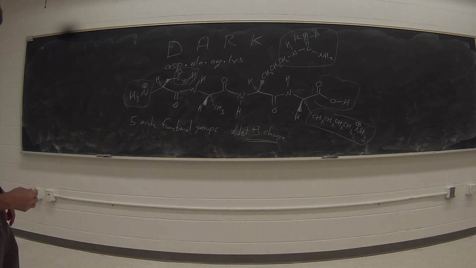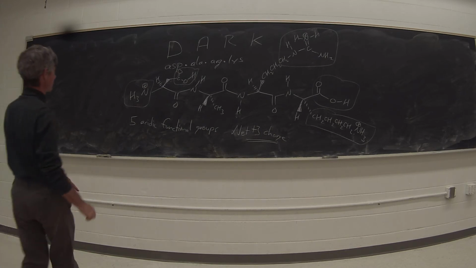And we can look up the pKa values. So the aspartic acid N terminus has a pKa of 9.6, and the side chain has a pKa of 3.7.